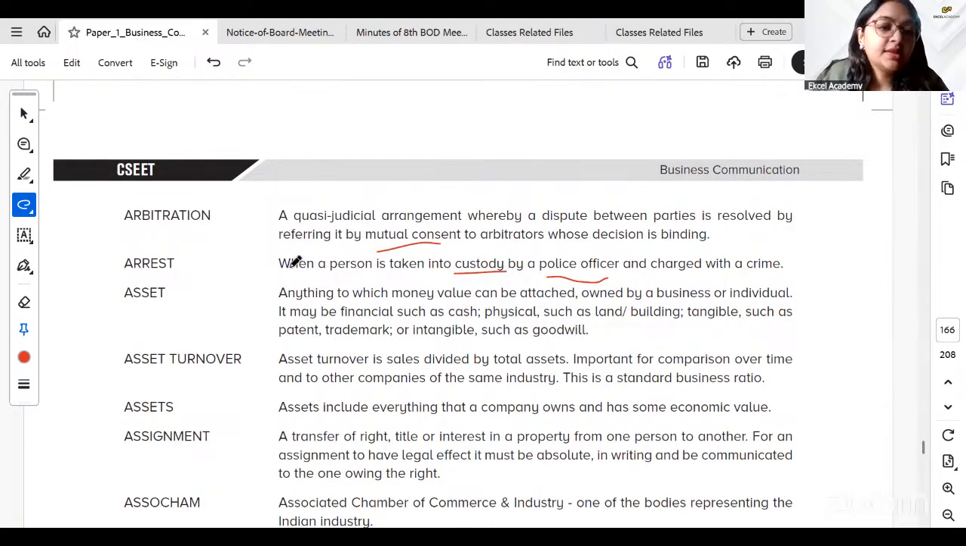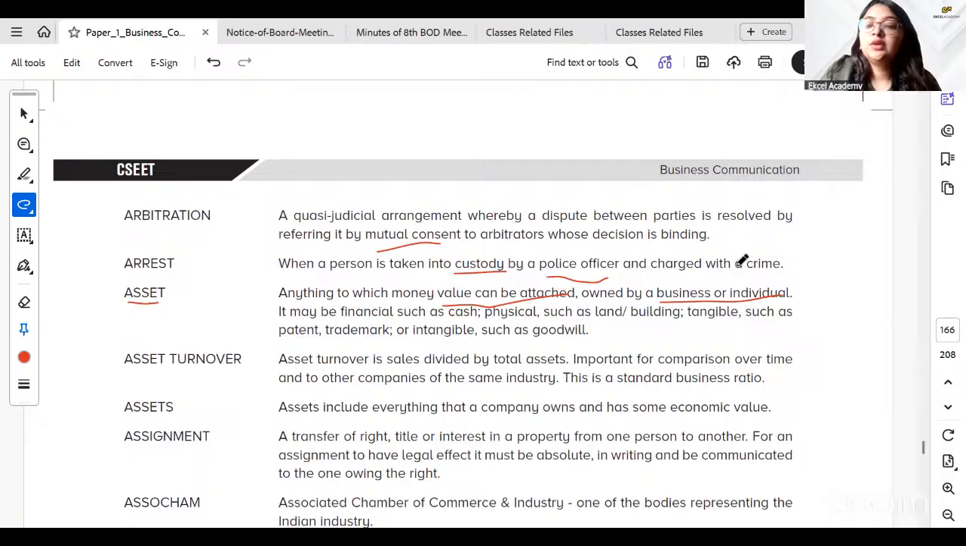All right. Next, asset. Asset is something that you own, right? So let's say you as an individual, you may own a laptop, you may own a mobile phone, you may own certain gold jewelry. That is something which is your asset. So what is an asset? Anything to which a money value can be attached, owned by a business or an individual, right?